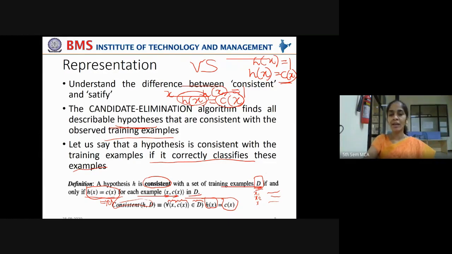Now I'll read this last line once again. H is consistent with D is defined as, or is equivalent to, this representation: for every training example that belongs to the set of training examples D, H of X, that is the hypothesis, is equal to the concept that is being learned by the machine. Then we say that H is consistent with D. Got it?